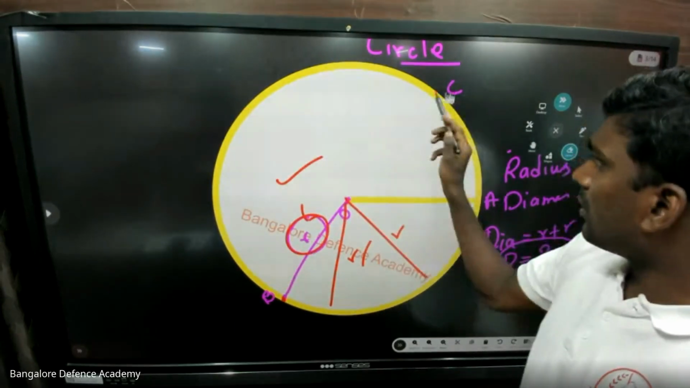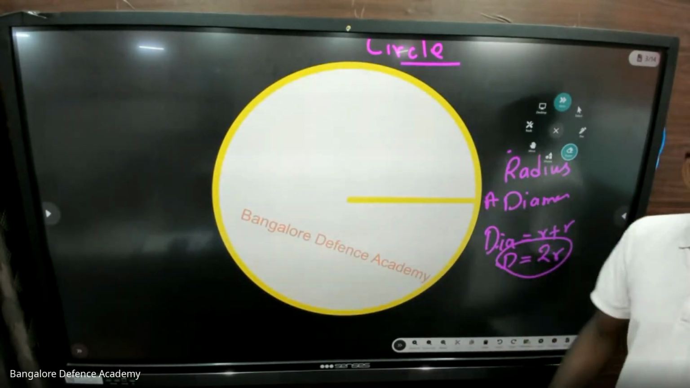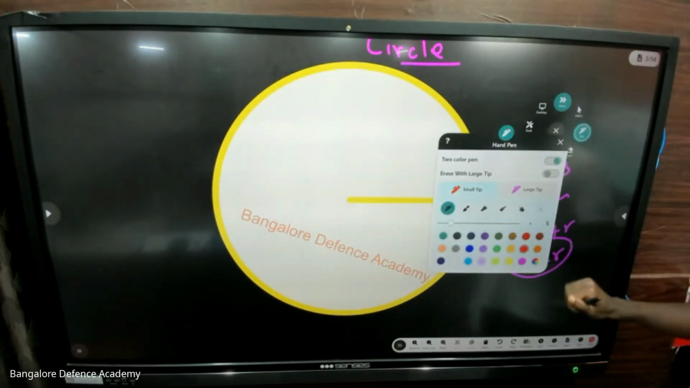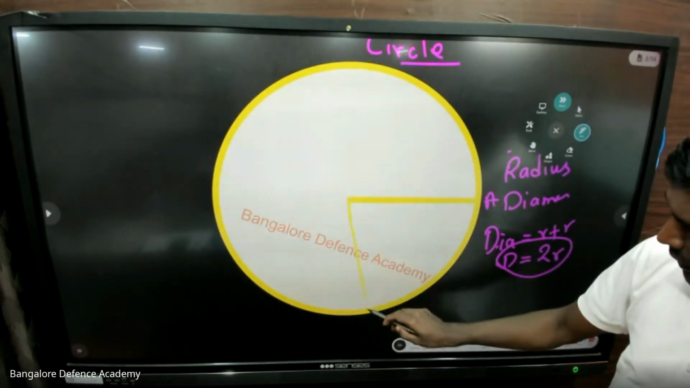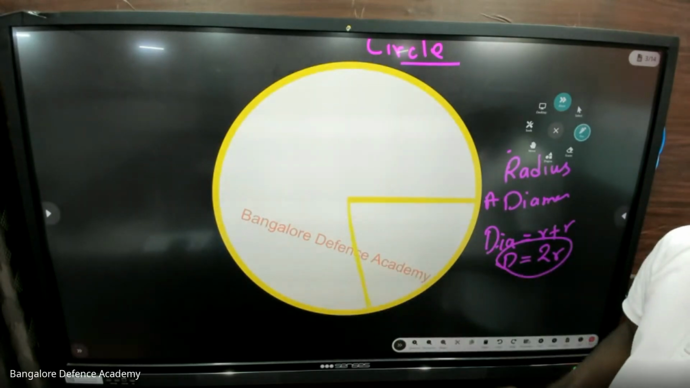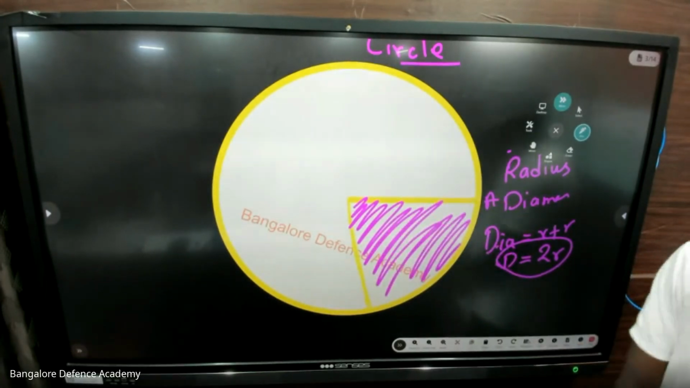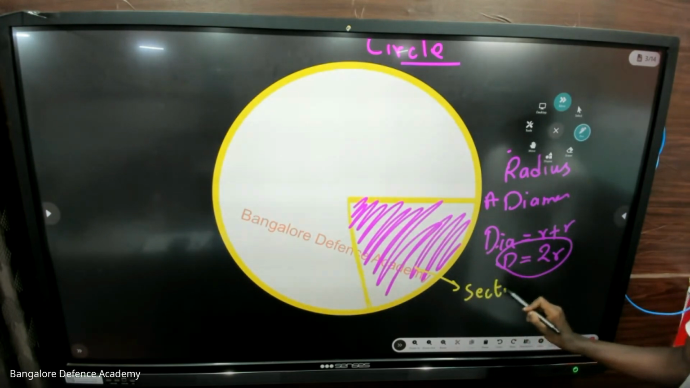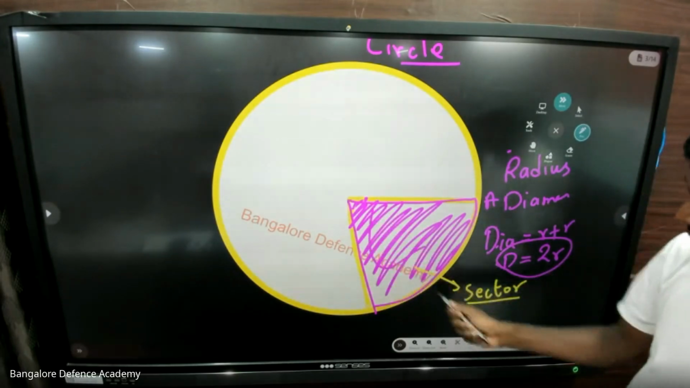Now look at this. How many of you go out with your parents or friends and like to eat pizza? You all like pizza, right? I'm drawing a line like this, and if I see this area, it looks like a pizza, correct? So this shaded region is called the sector.